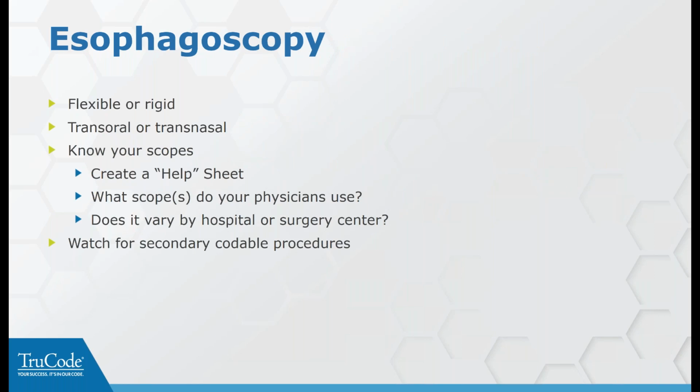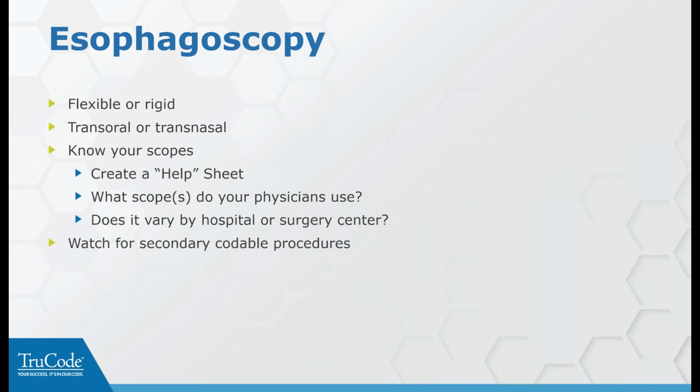The next area is going to be our digestive system. The first ones are going to be our scopes. Esophagoscopy, if they're going in through the scope, these can be either flexible or rigid scopes, so you need to know the type of the scope. Again, this is where I think it's very important to have a cheat sheet or help sheet. We're calling it a help sheet because cheat sheets get a bad name.